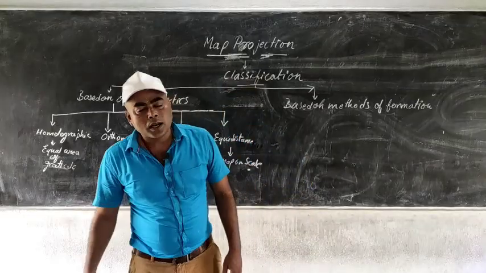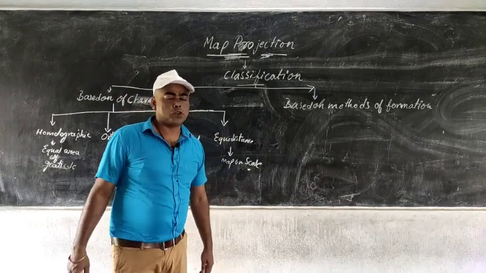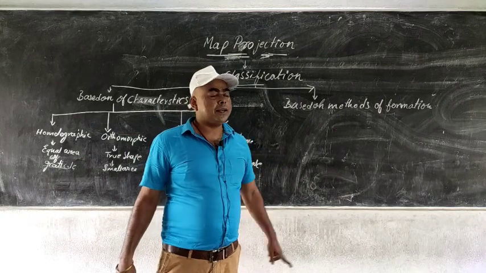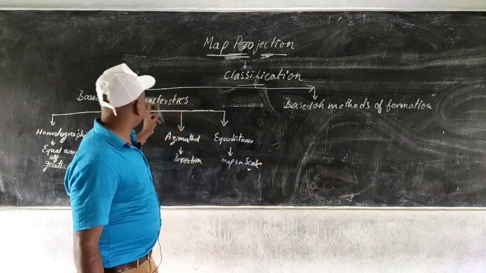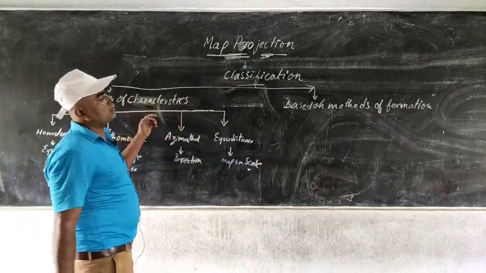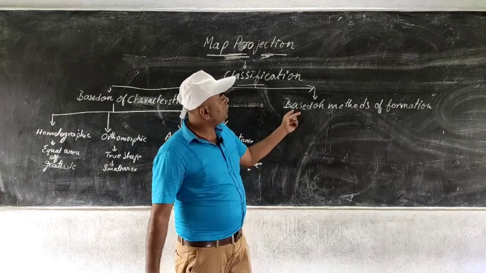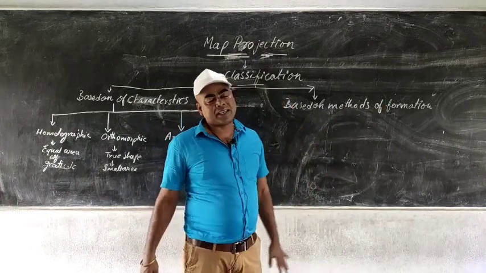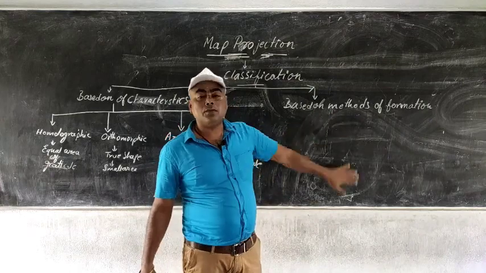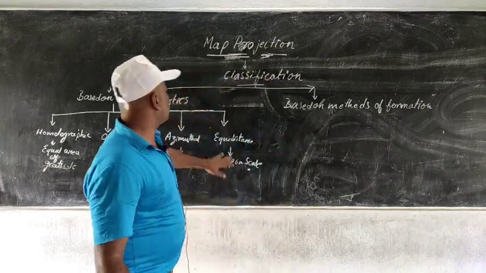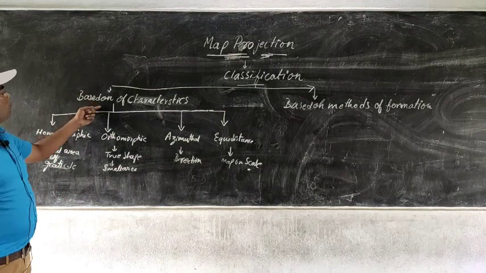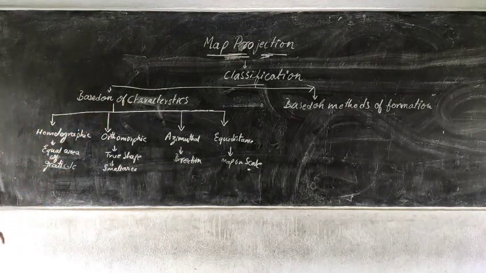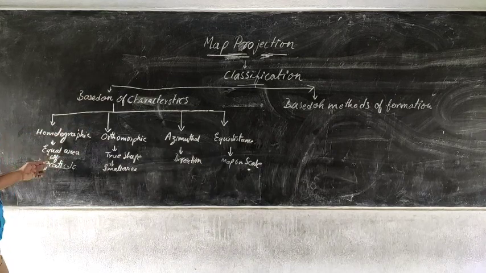Now we will go for the classification of map projection. Map projection can be classified into 2 main types. One is on the basis of their characteristics, another one is on the basis of their method of formation. For this practical work we will be dealing with the method of formation. For the knowledge, keep in mind that on the basis of their characteristics, the map projection can be divided into 4 main types.